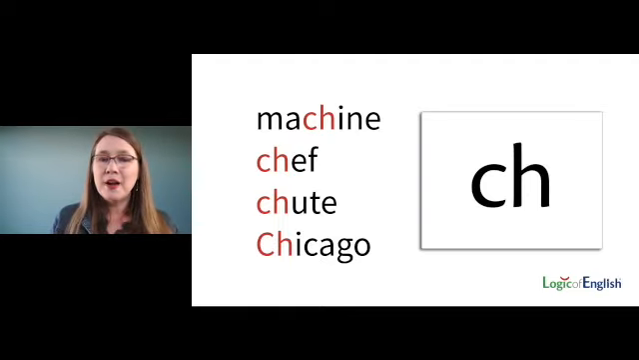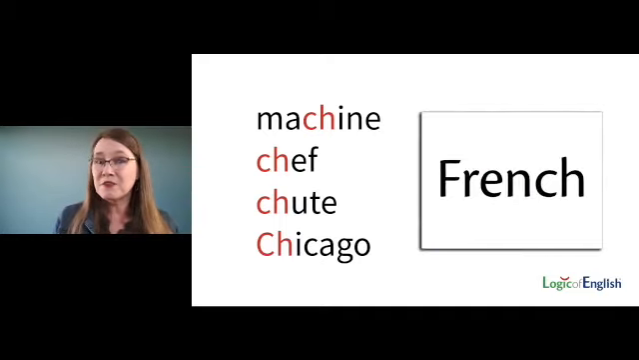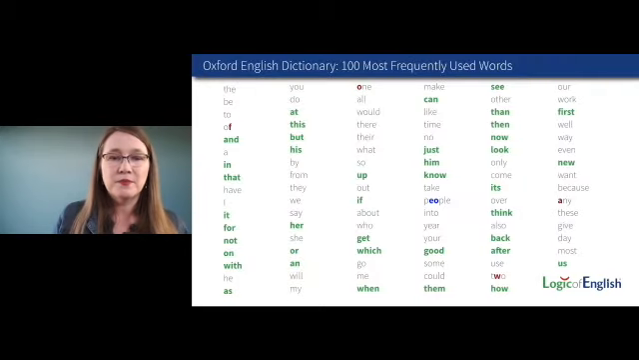And if they hear the sound sh, what do you think the origin is of all of these words? Machine, chef, shoot, and Chicago. They're all from French. This is the French spelling of the sh sound. So these are all French loanwords to English.